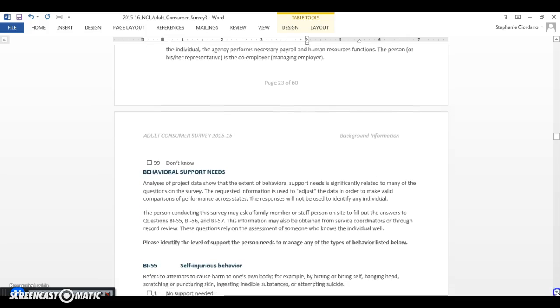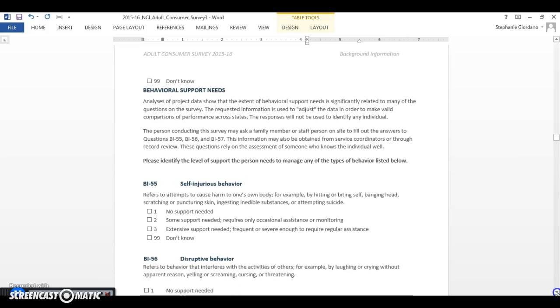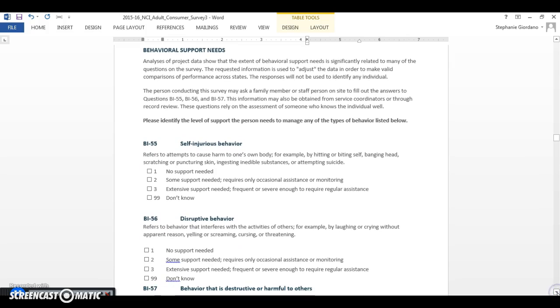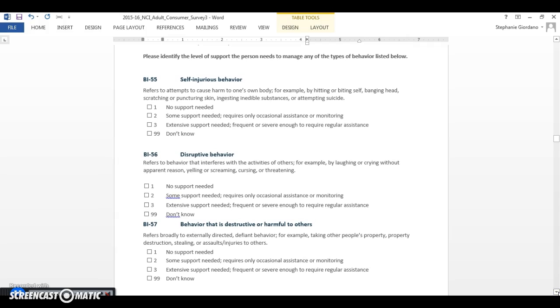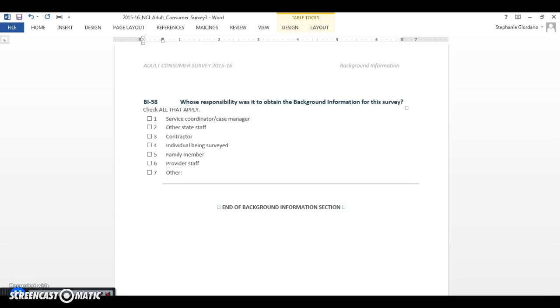And the final part of the background information section is about behavioral support needs. We ask about the level of support needed, if any, for self-injurious behavior, disruptive behavior, and behavior that is destructive or harmful to others. Finally, we ask whose responsibility was to collect this background information, and this is a check all that apply. And that takes us to the end of the background information section and the end of Module 2.